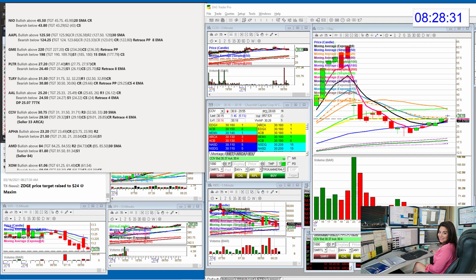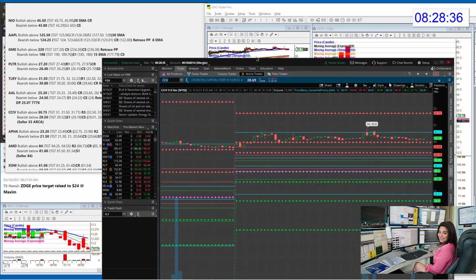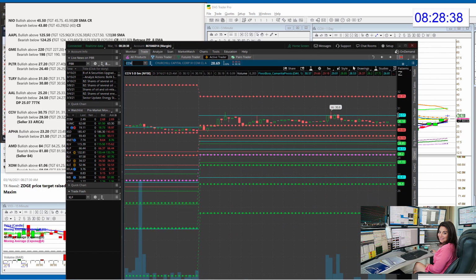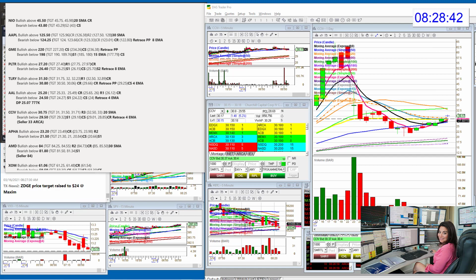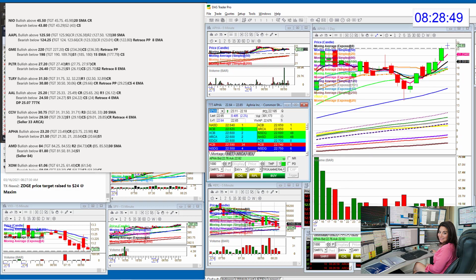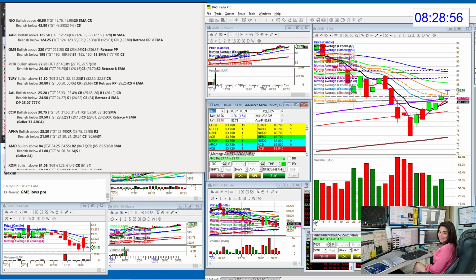Let me just see if the 50 level is okay as well. No, the reason I didn't really like the 50 level is we had a Camarilla right there, so I chose to go above that. All right, knew there was a good reason for that. Bear below 29.50. Afria, bullish above 23.20, and bear below 21.50. AMD, the coast is clear on this one, really nice. Bullish above 84, bear below 81.80.